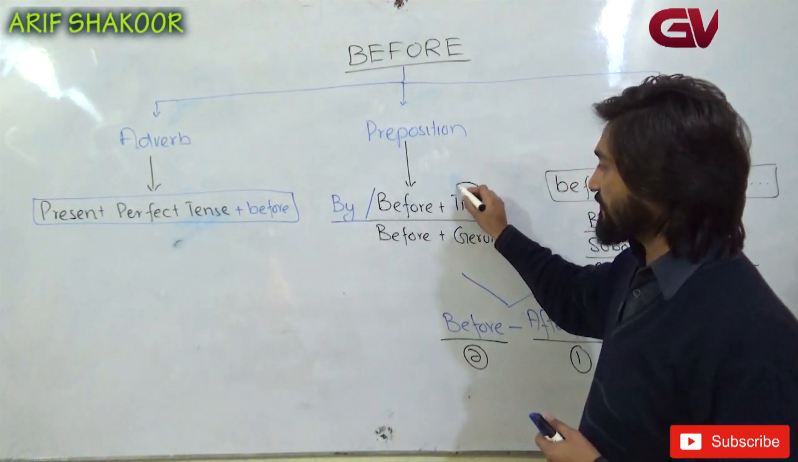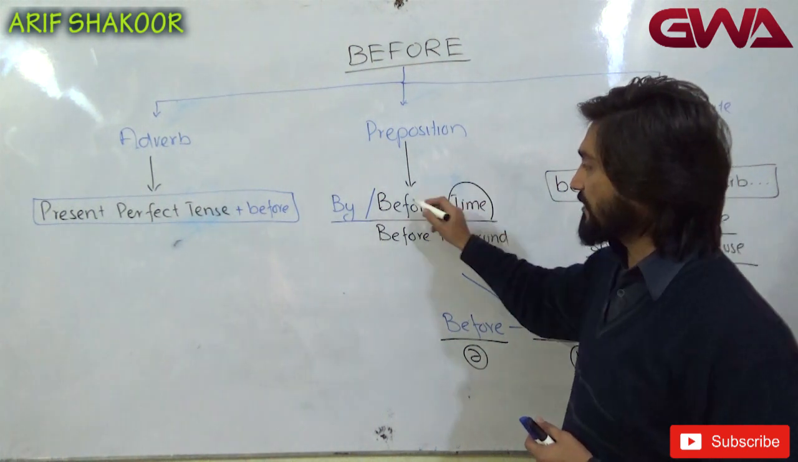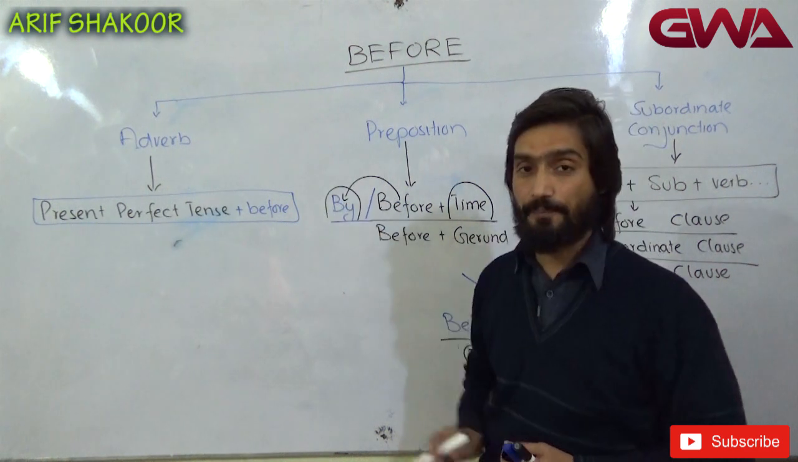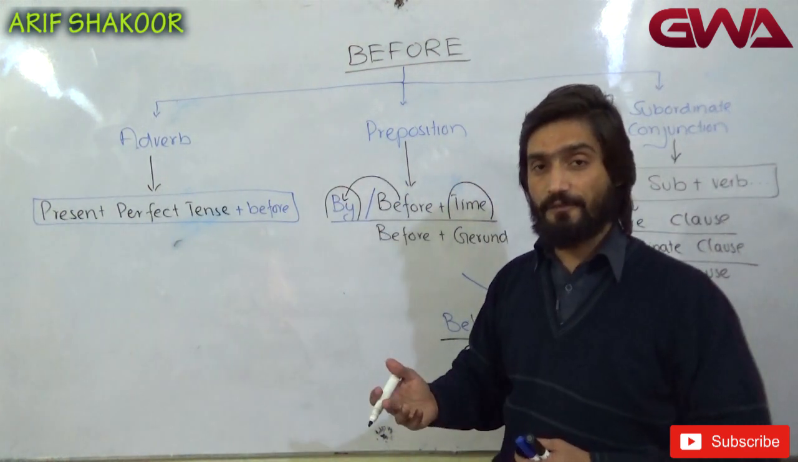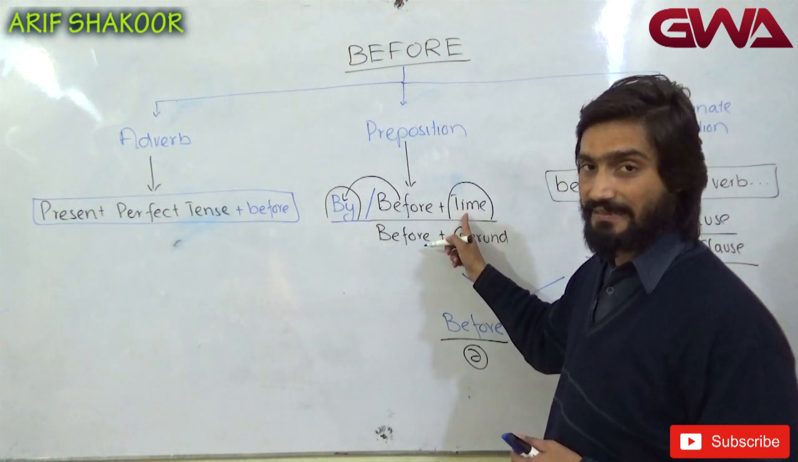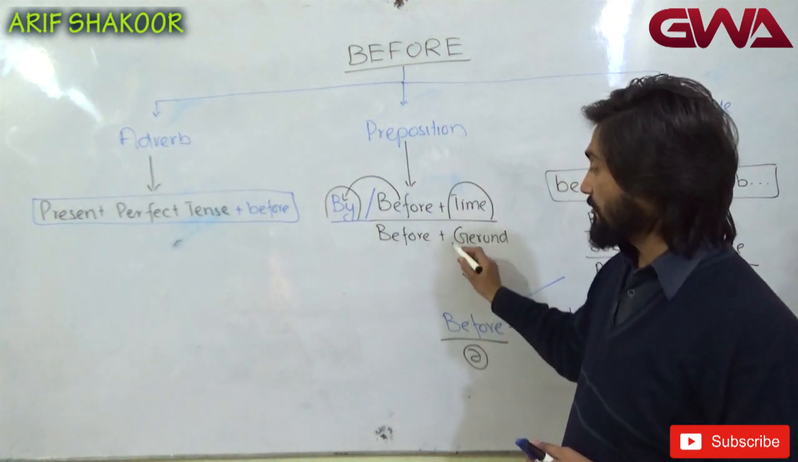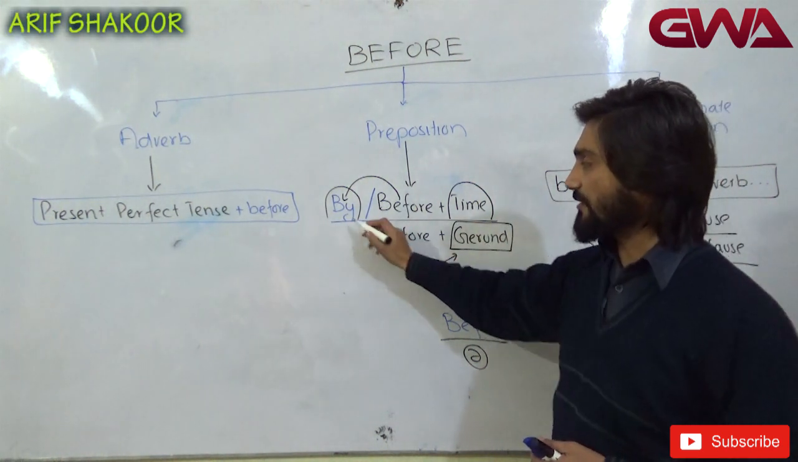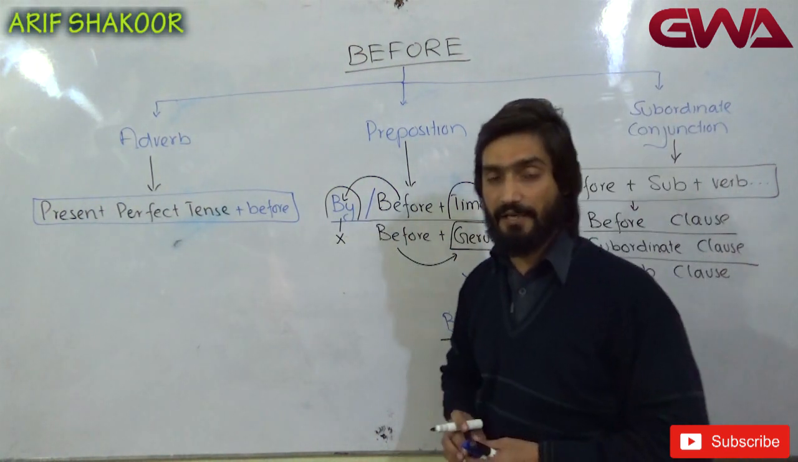When before is followed by a time expression, before can also be replaced with by. Here, by and before have the same meaning. It means that earlier than this time. But when there is ing form of the verb after before, then you cannot use by here.